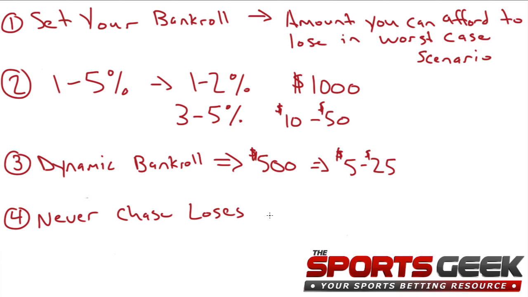My fourth tip here for bankroll management strategies: never chase your losses. So let's say you have a bad week or a couple bad weeks. You'll see a lot of guys who will up their bets. They'll start betting 10, 20% of their bankroll on picks just to try to win back that money. Losing streaks are going to happen, and they're going to happen for longer than you think sometimes. So you never want to up your bet. Always stick to that 1 to 5%.